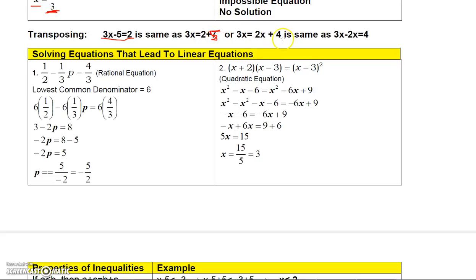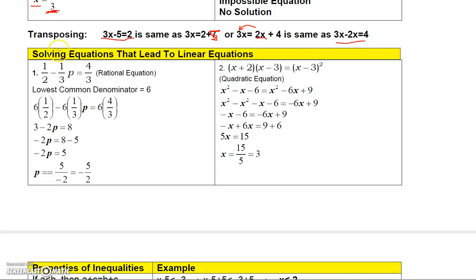And likewise, if you have 3x equals 2x plus 4 and you wanted to get x to one side, you actually could just take this 2x and move it to the other side. But when you do that, you have to change the sign. So over here I had minus 5, and if I move it to the other side, it becomes plus 5. Over here I have 2x, and if I move it to the other side, it becomes minus 2x.